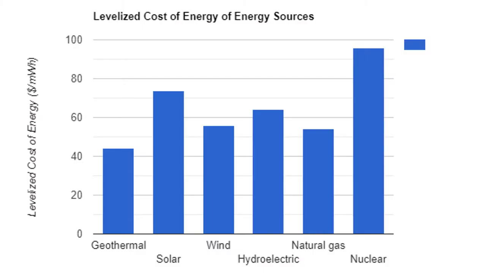The levelized cost of energy for geothermal is about $44 per megawatt hour, while solar is about $73.7 per megawatt hour, onshore wind at $55.8 per megawatt hour, and hydroelectric at $64 per megawatt hour. So as you can see, geothermal is one of the cheapest in terms of levelized cost. Wow, that's amazing, Jeffrey. Thank you so much for your time.